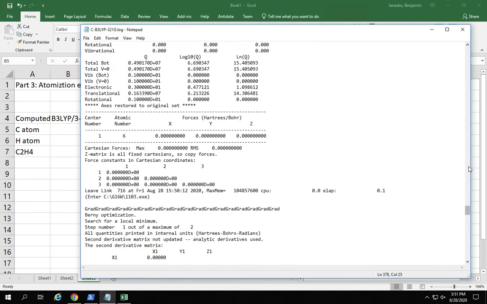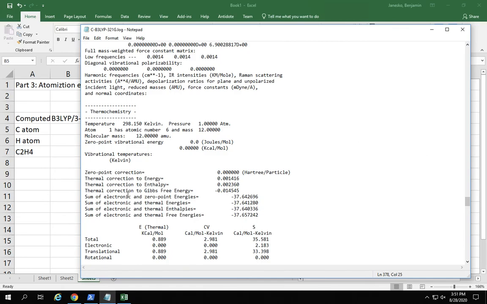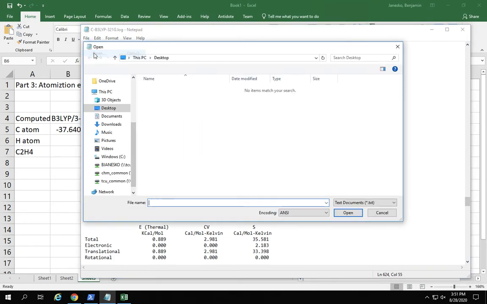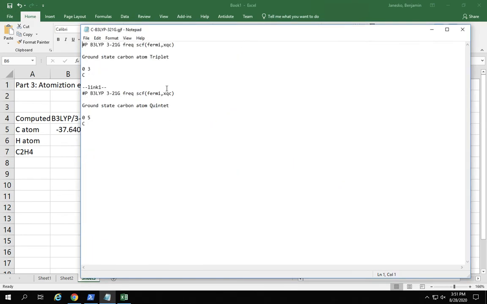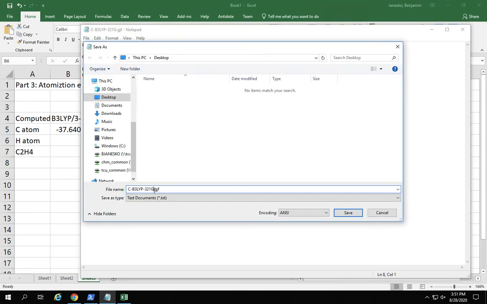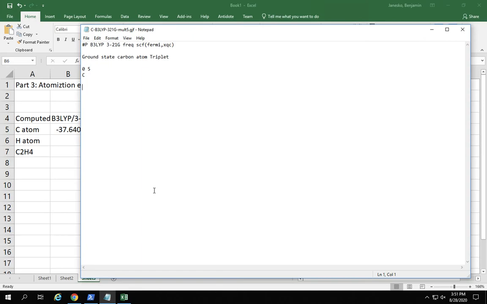If this triplet is really the true ground state of carbon atom, what we can say is in our thermochemistry, the sum of electronic and thermal enthalpies is the same number that we had before. I'm just going to copy that and put it here. I'm going to check if I need to update that by just finishing this up. Do multiplicity 5. Save as, and 5. Run that calculation.